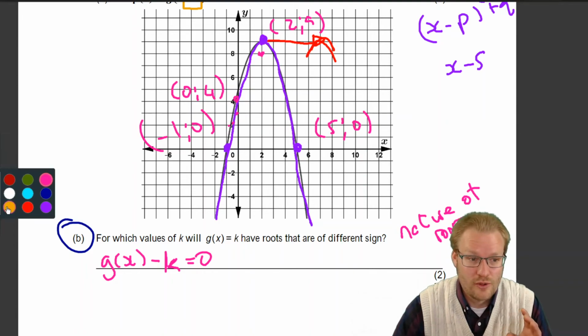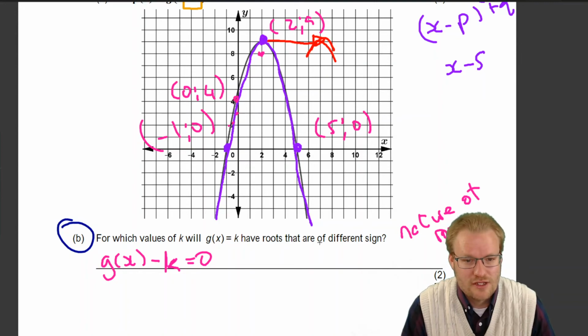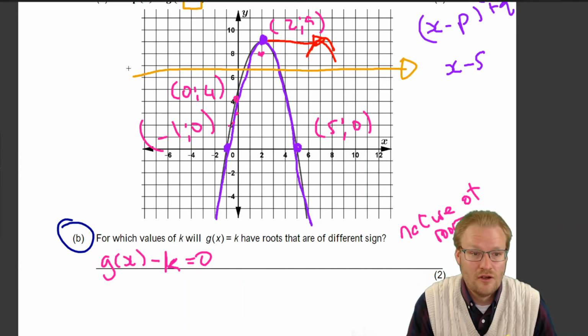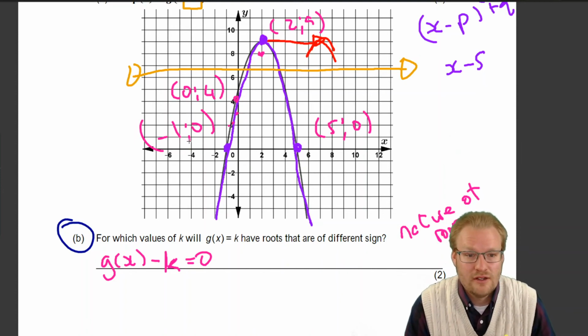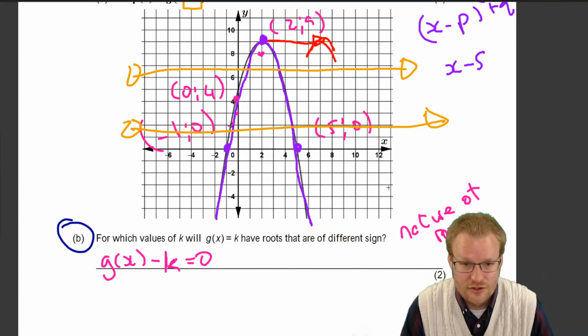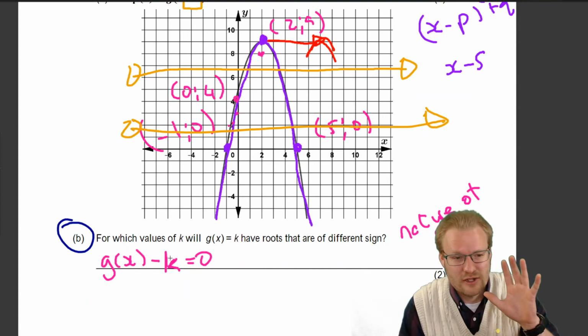I think it's worthwhile just quickly exploring this in one other way. We didn't do it this way in class this year. g(x) equals k have roots that are different signs. You could look at this by saying, when is this graph equal to a certain value? So if you drew a straight line through here, would it intersect at 2 different values, 1 positive, 1 negative? I'm actually not going to belabor that one because we didn't look at it in that way, so let's look at it in the other way.